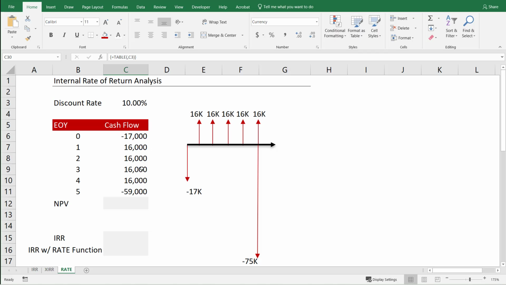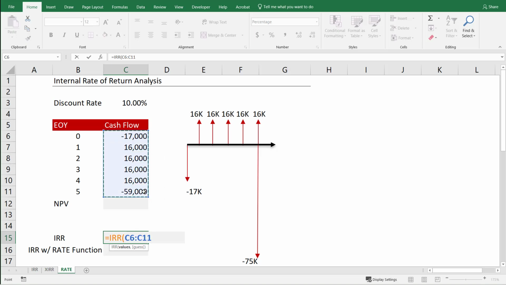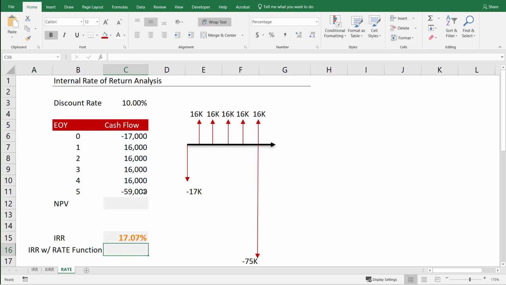So here we have a project where we have an initial cash outlay of $17,000. We then receive $16,000, and then we have a cash outlay of $59,000. And so here we can have more than one IRR, because we don't have just one sign change. We have one and then two sign changes. And so I want to show you what that means and why we might need a guess. If we do IRR and give just these cash flows, we're going to get an IRR of 17.07%.